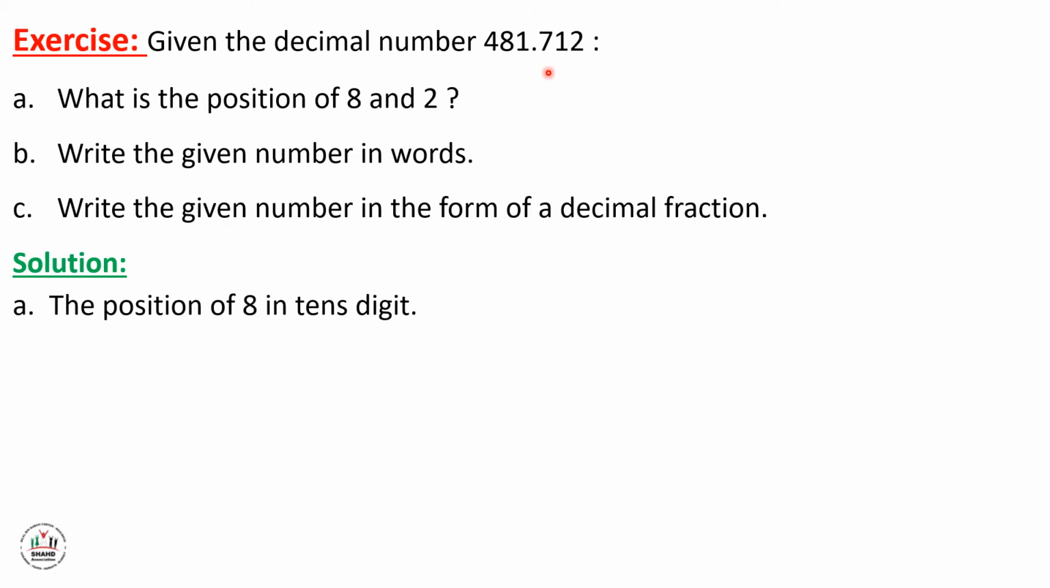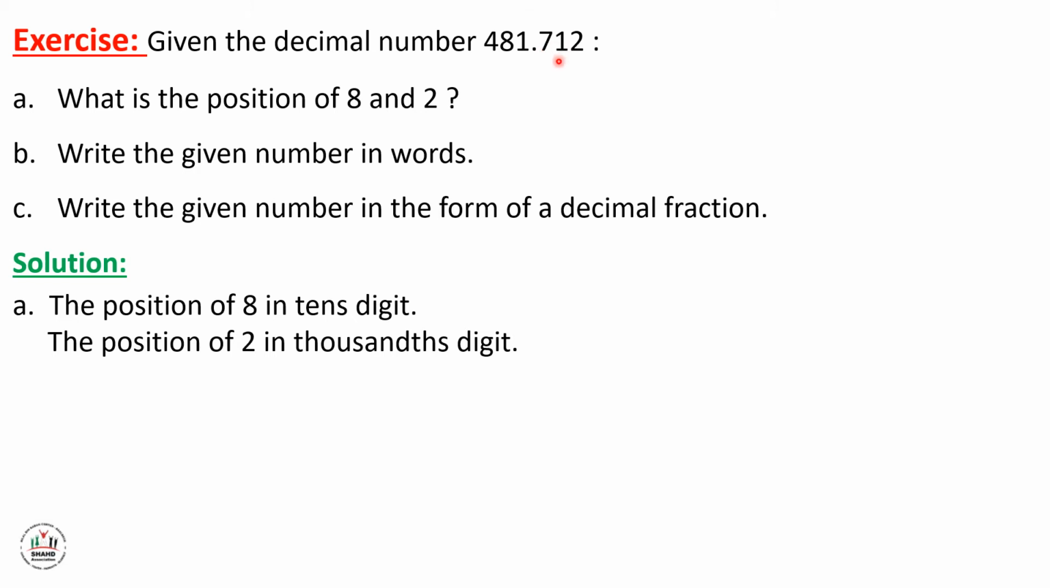Who can tell me number 2 is in which digit? Or what is the position of number 2? Excellent. So number 2 is in the thousandths digit. Why? Because number 2 is placed in the third digit after the decimal point. Look here. Number 7, 7 over 10. Number 1, 1 over 100.